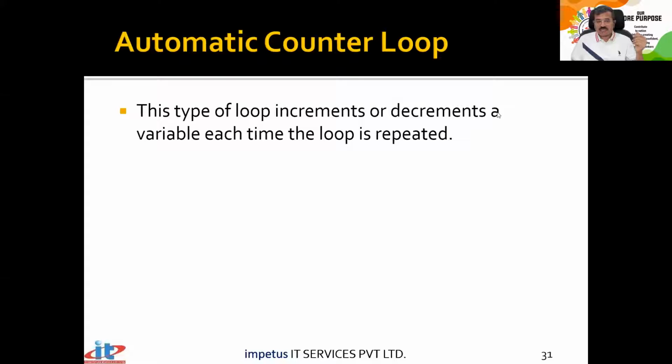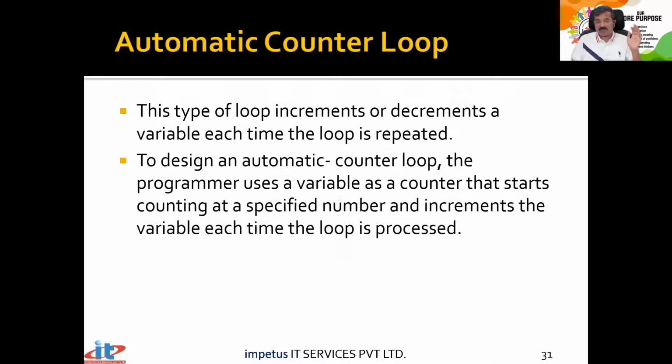This type of loop increments or decrements a variable each time the loop is repeated. So every time we perform the operation inside the body of the loop, the loop control variable is either incremented or decremented automatically for you. Earlier, while we were doing that counting using a while loop, it was you who had to take care of ensuring the counter variable is incremented or decremented so that the condition becomes false at some point of time. You had to take care. Now that's not the case. Now, the moment you create this loop, it will start counting automatically. And depending on how you design your loop, it will either increment or it will decrement.